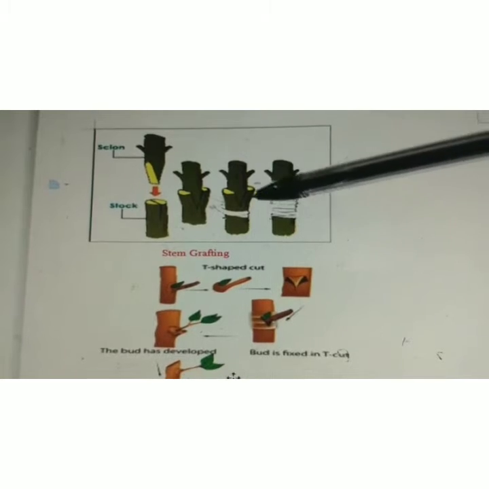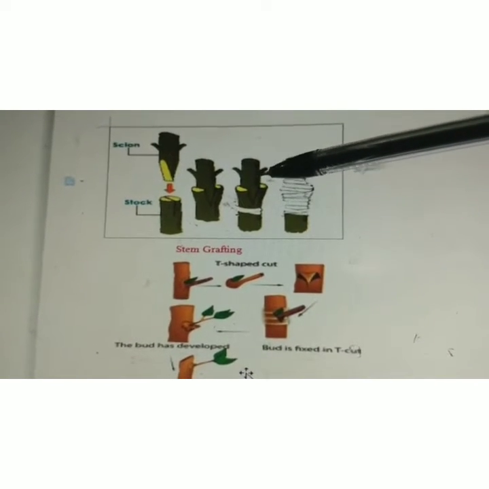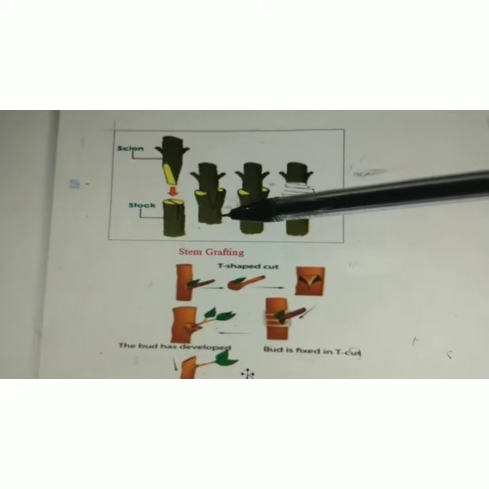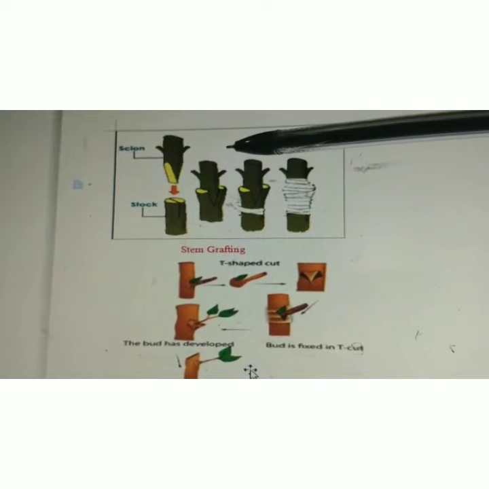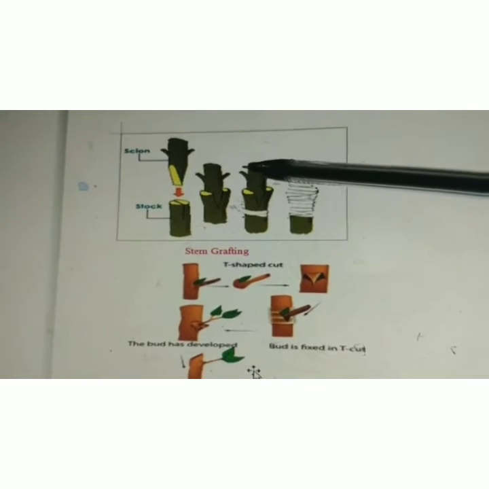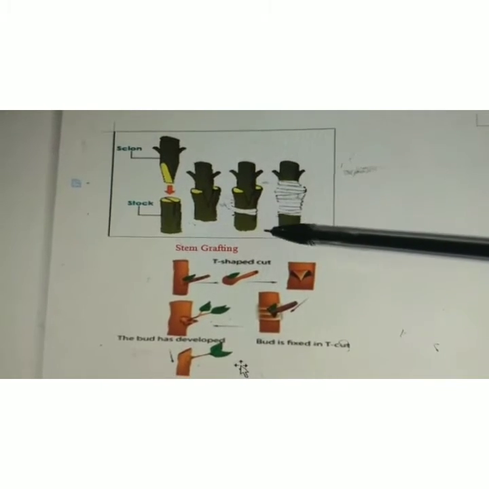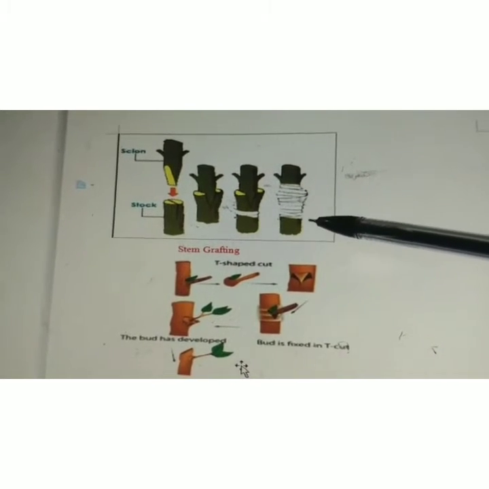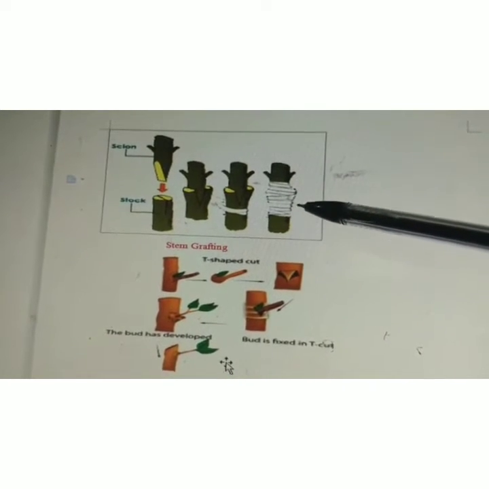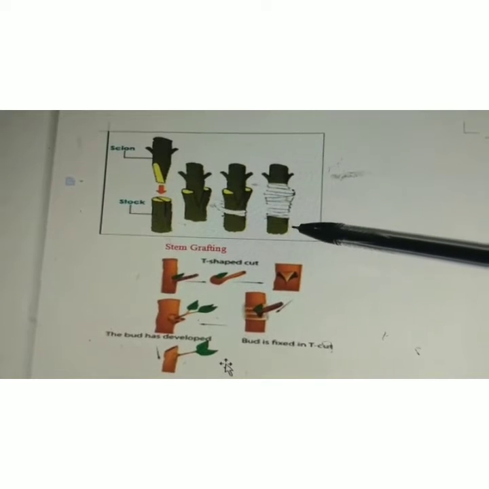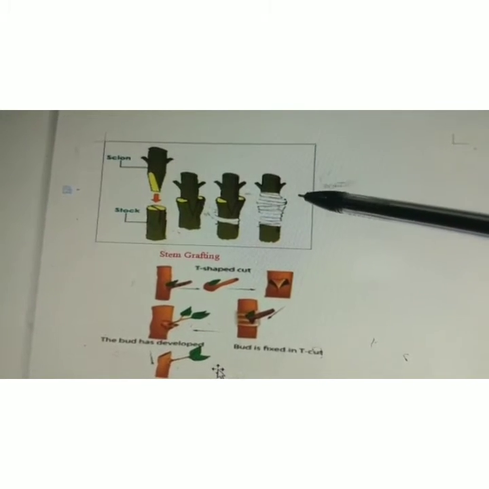The stalk which has been taken is of inferior quality and it is called the stalk. The upper part is scion, which is of superior quality. You can see the scion is put on the stalk and then it is tied up properly, and now it is allowed to grow. Some moisture is given and then it will grow. This will have the properties of the scion and a new plant will arise.